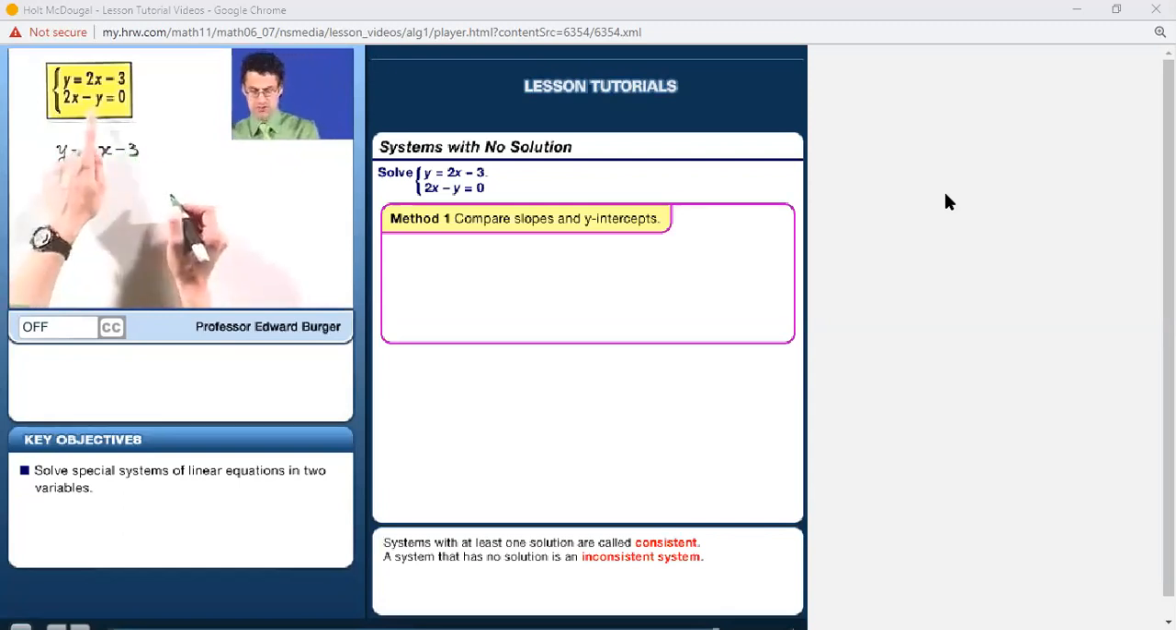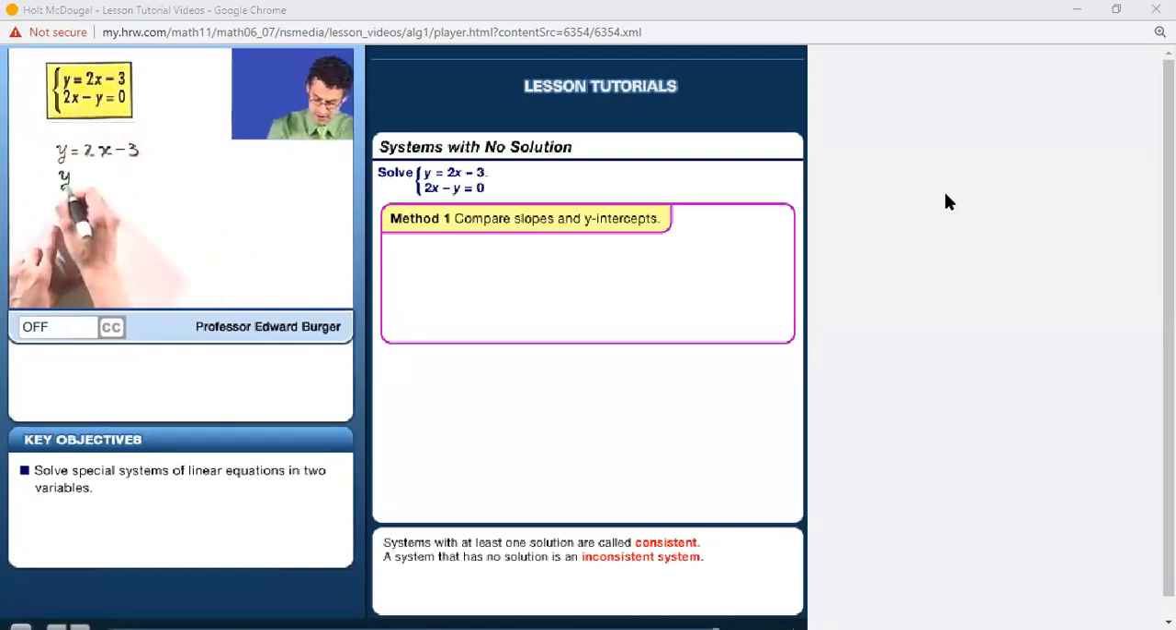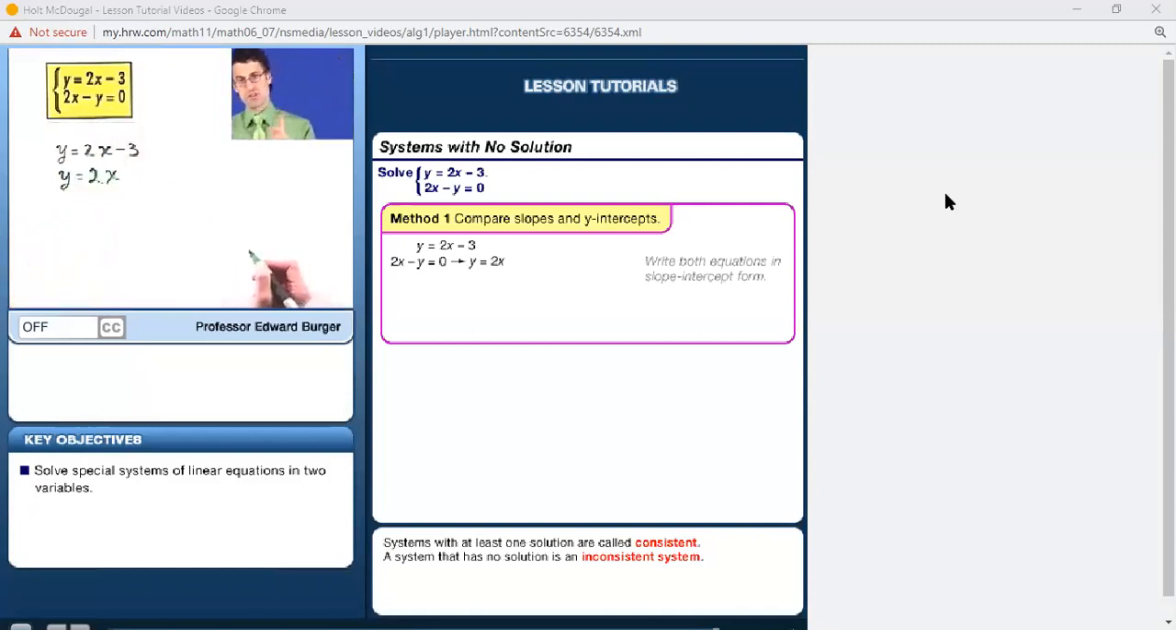This one's going to actually require a little tweaking. I'm going to have to add y to both sides. So then I have y equals 2x. So I'll just write down y equals 2x. And for me, that's enough. Let's actually think about it and see that, in fact, this system will have no solution.